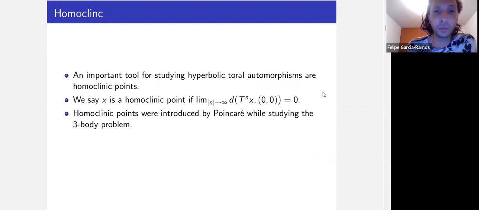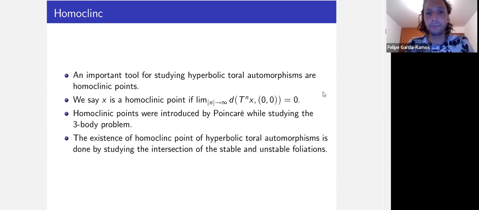This notion comes from Poincaré, in a famous paper in Acta Mathematica when he was studying the three-body problem. In this particular case, it's not that difficult to show that there exist homoclinic points for hyperbolic toral automorphisms, and this is done geometrically by taking the stable and the unstable foliation. So in this particular case, it's not very difficult to prove the existence of homoclinic points, and actually they are dense in this example.